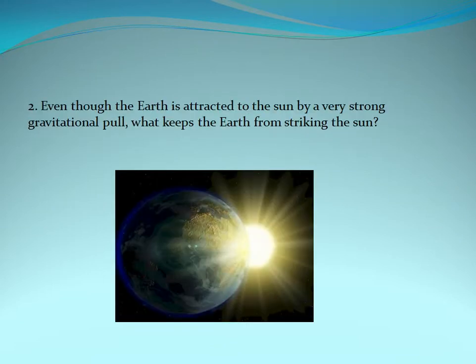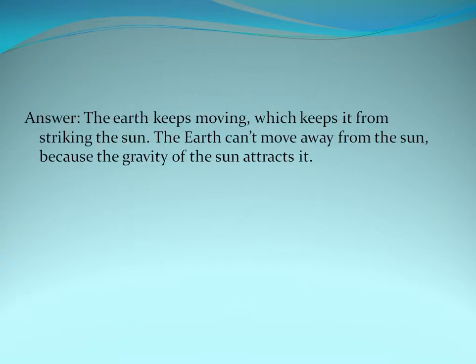Question number 2. Even though the Earth is attracted to the Sun by a very strong gravitational pull, what keeps the Earth from striking the Sun? I got a nice picture going there. Well, the answer is that the Earth is moving constantly, which keeps it from ever striking the Sun. The Earth would move away from the Sun, but because of such strong gravitational pull, the Sun attracts the Earth. And that's also why the Earth has a circular orbit as well.